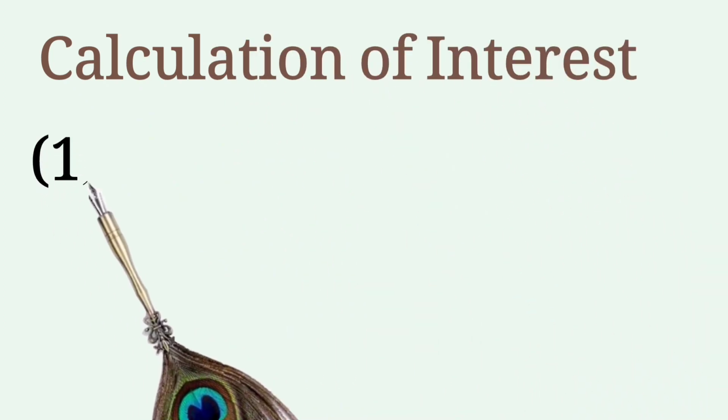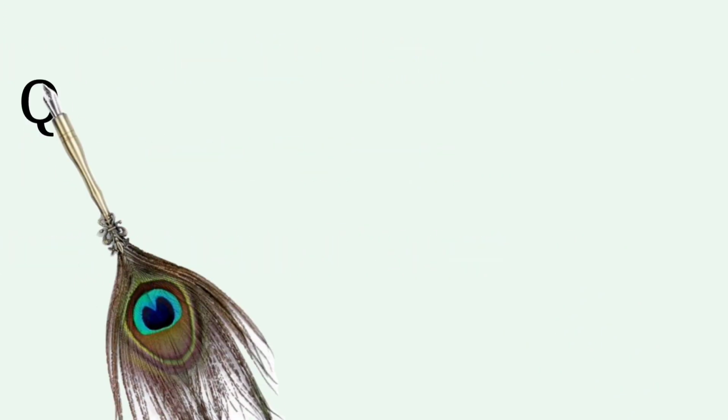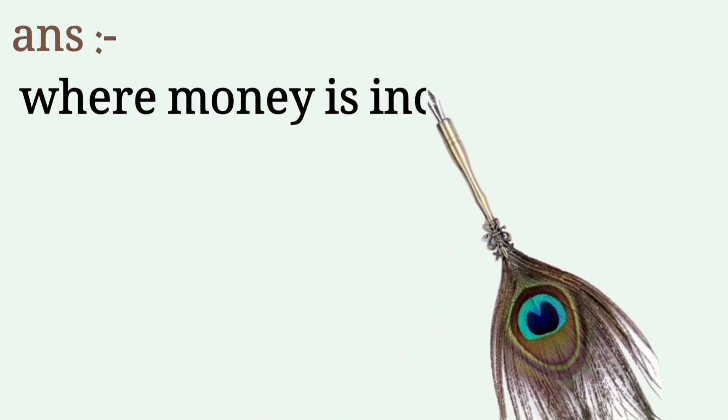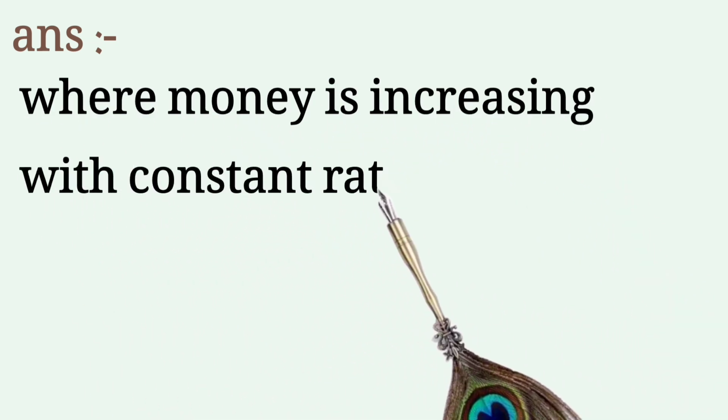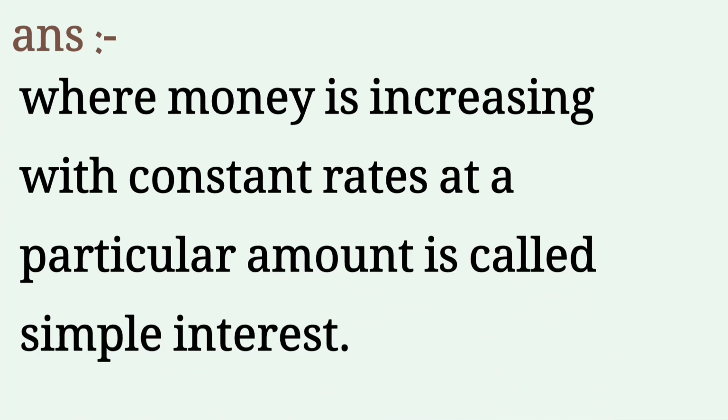Here comes your calculation of interest. There are two types of interest. One is simple interest, another one is compound interest. Now, what do you mean by simple interest? Simple interest is where money is increasing at a constant rate, and that particular amount is called simple interest, which means simple interest is earned or paid only on the original amount and not on any interest that accumulates. I hope you all understand it very clearly.